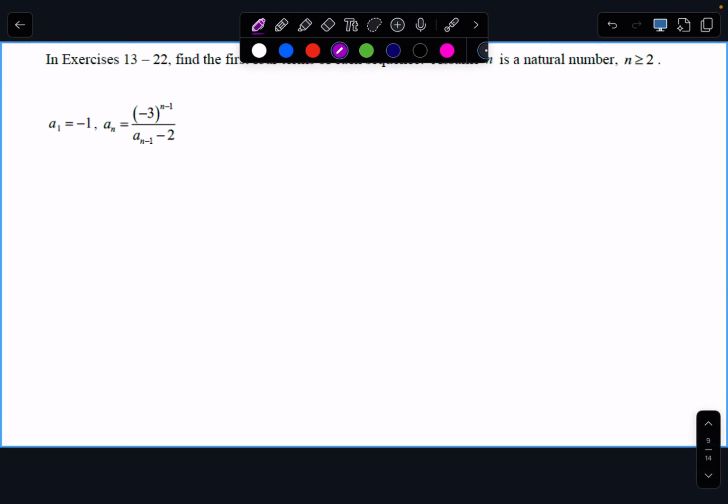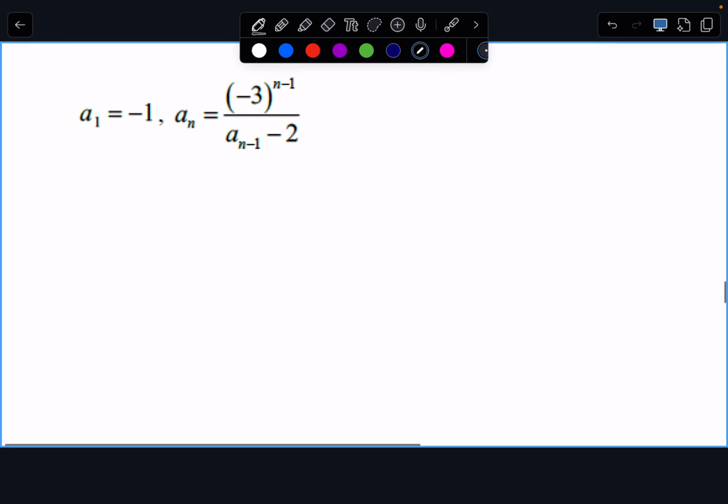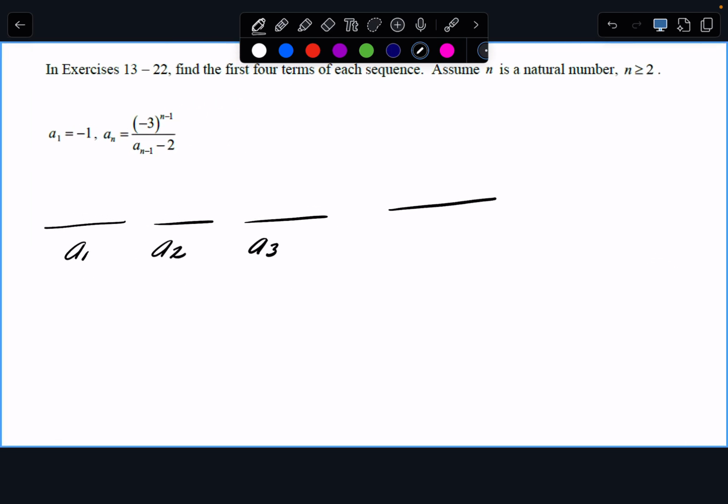Moving on, look at this one. Okay, it says find the first 4 terms. I'm telling you how many gallons of people miss this on the test. We're going to practice this one. Here we go. It's not hard. Write a sub 1, a sub 2, a sub 3, and a sub 4. It says n needs to be greater than or equal to 2.